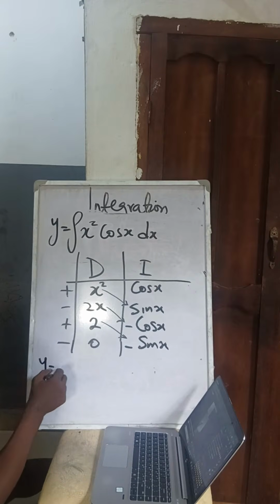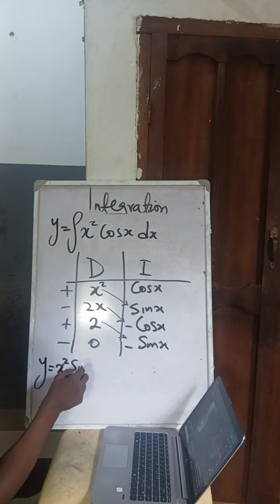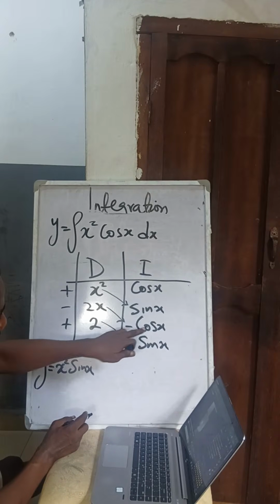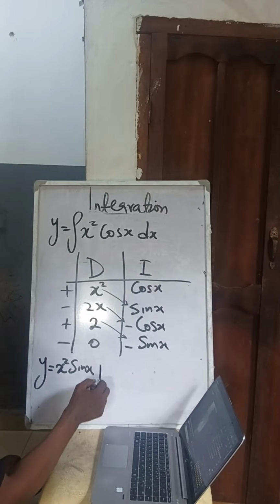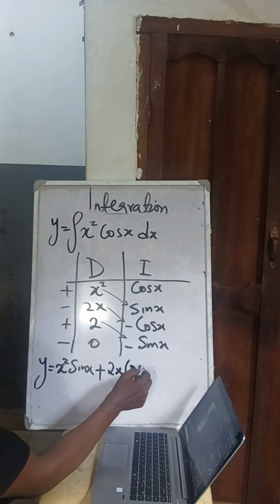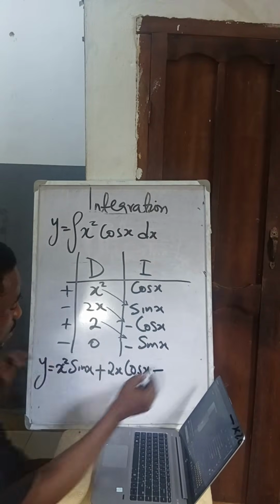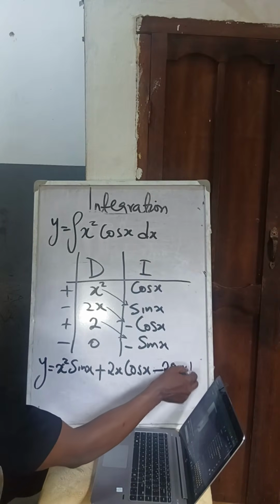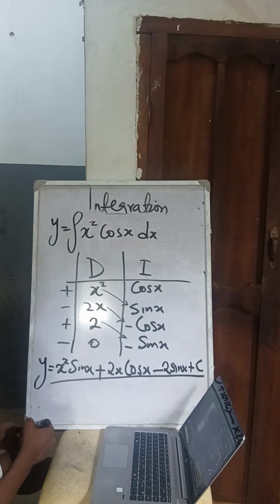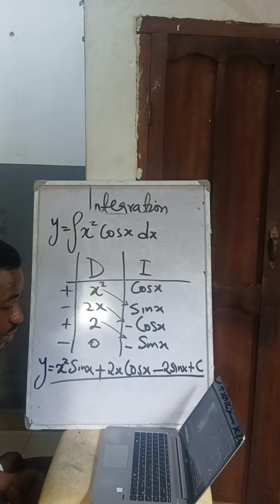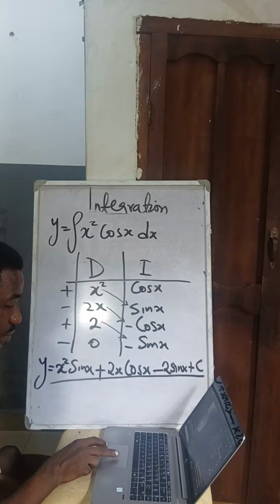So plus times plus is plus. So our final answer becomes x squared times sine x. You write it down. Then 2x cos x, but minus times minus is plus, 2x cos x. Yeah, plus times minus is minus, so minus 2 sine x plus c. So this is the final solution. Apply this to the previous one I just solved to give you the same pattern of answer, not the same answer, but the same pattern.